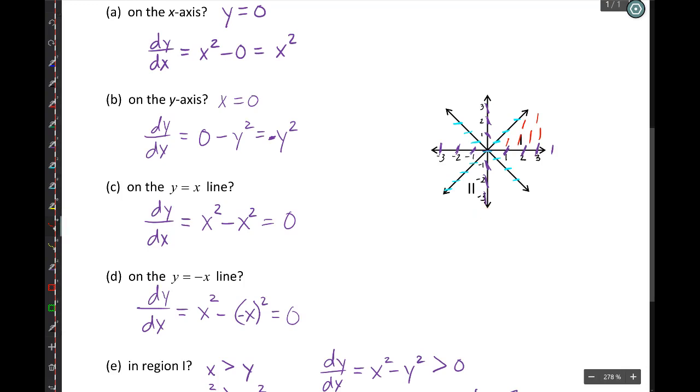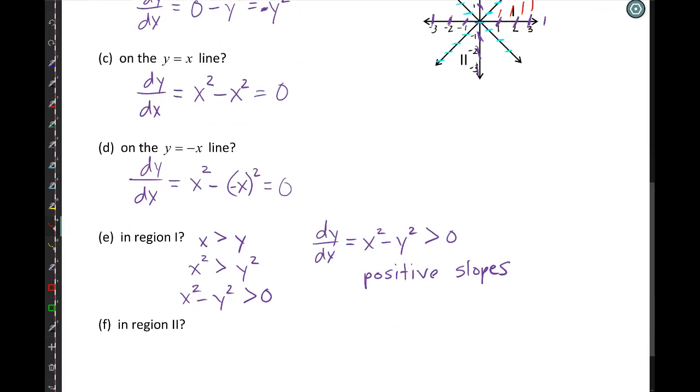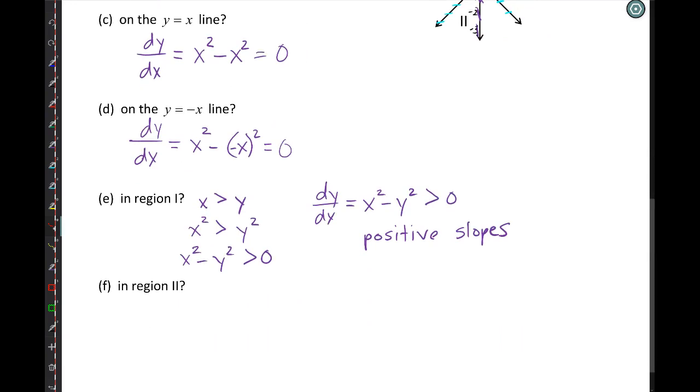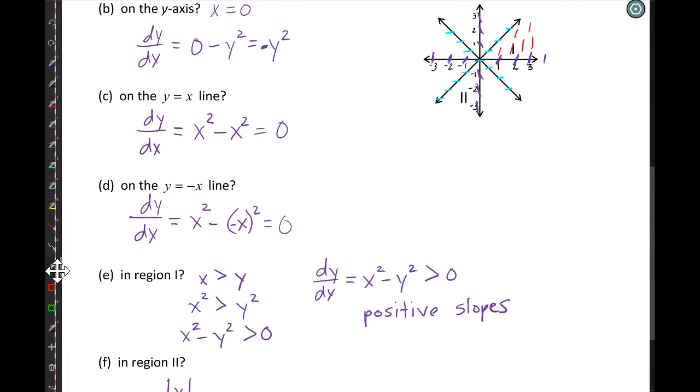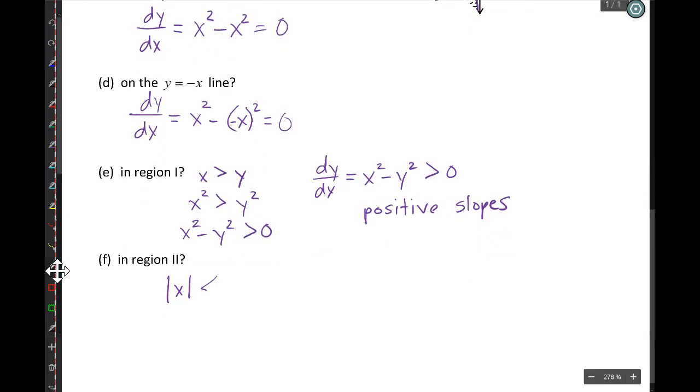And the y-axis, my bad. So between y equals x and the y-axis, here's region 2. If you think about points in region 2, that's negative land, so we have to think about the absolute value. The absolute value of x in this region is going to be less than the absolute value of y. So the x squareds are going to be less than the y squareds, and that means that x squared minus y squared is going to be less than 0. So all of my derivatives are going to be negative.